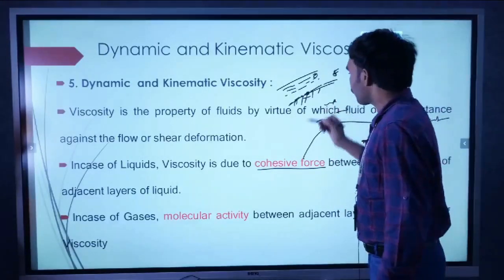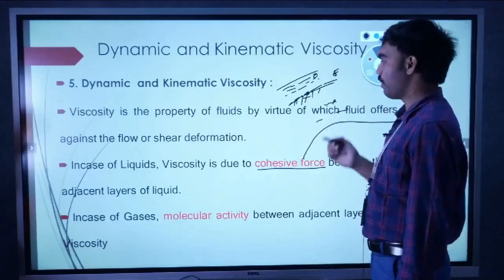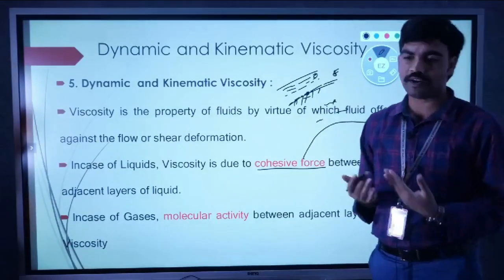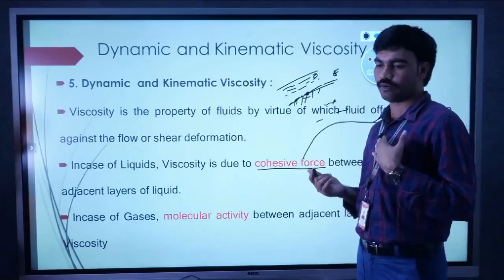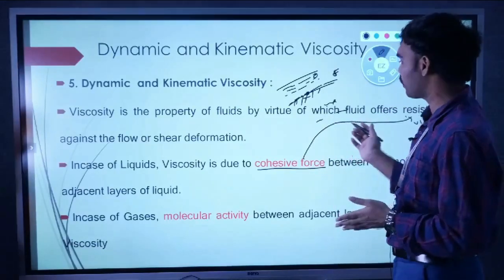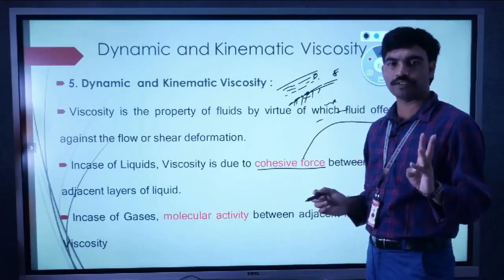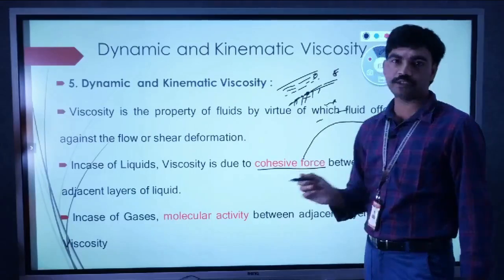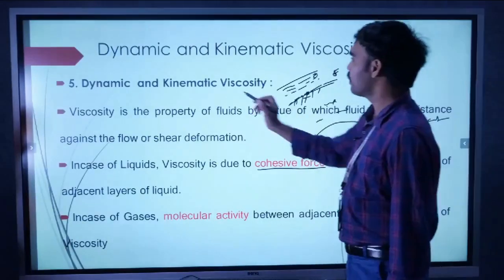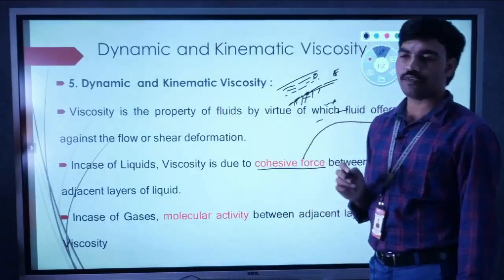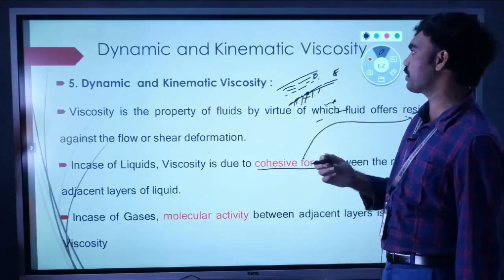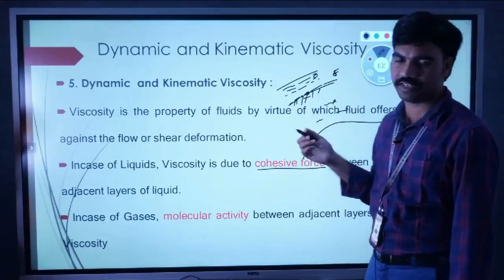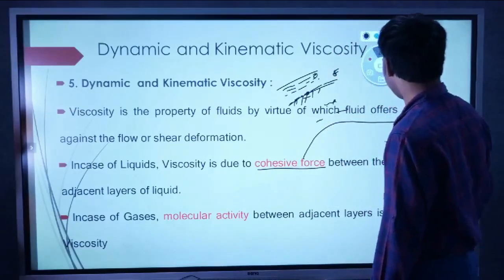This also plays an important role in fluid mechanics. When you try to understand fluid characteristics, we have to understand these two properties: cohesive force and adhesive force. The cohesive force is the major reason for viscosity. Viscosity is of two types, dynamic viscosity and kinematic viscosity, which we will discuss in detail in the coming slides.